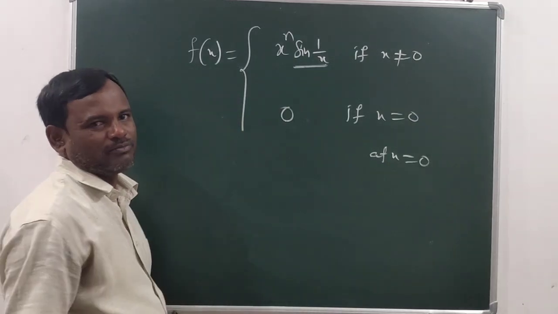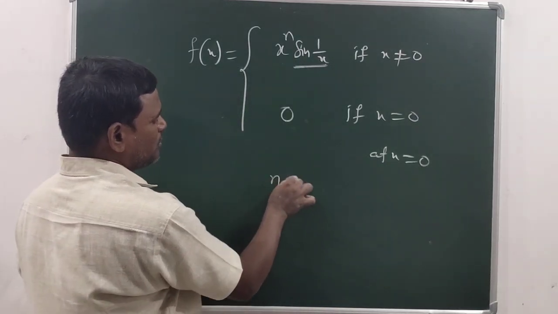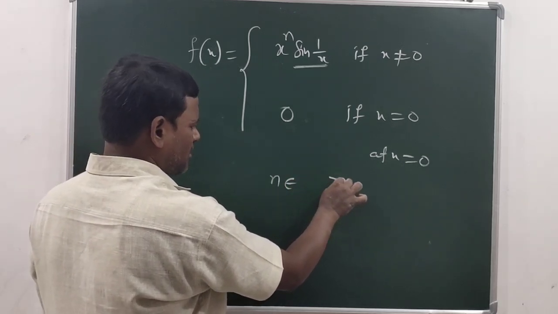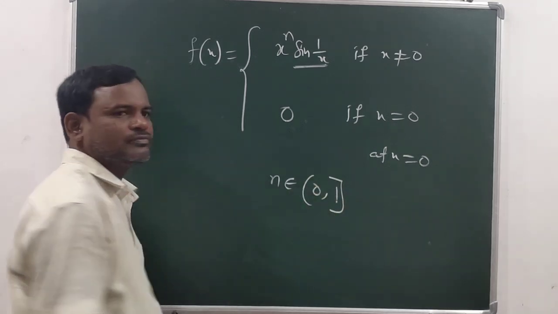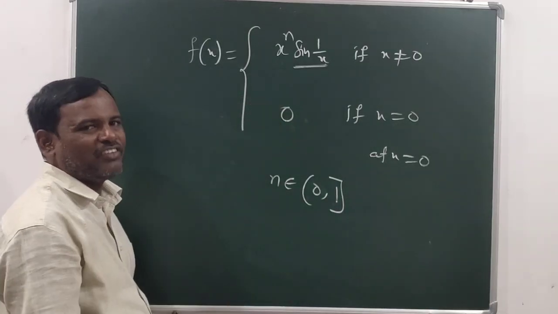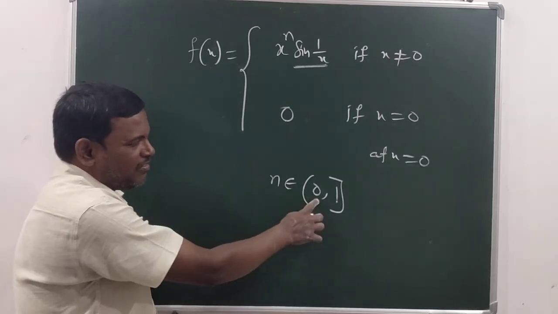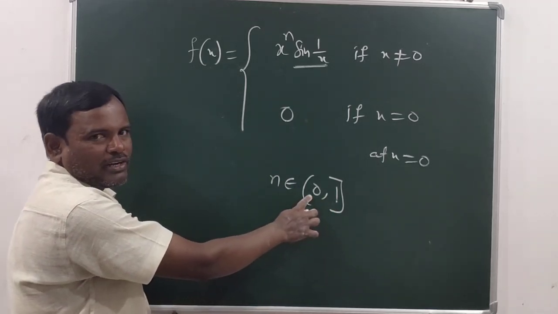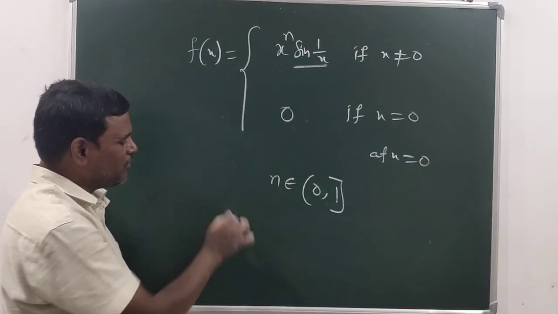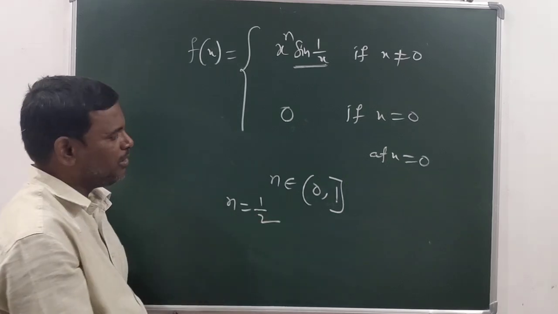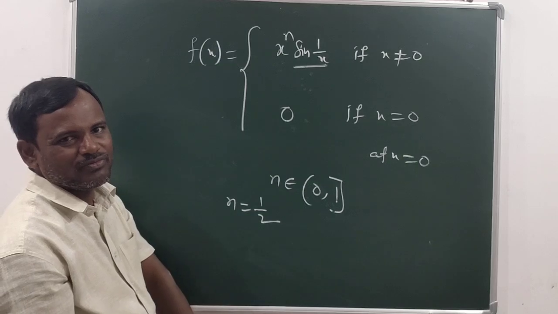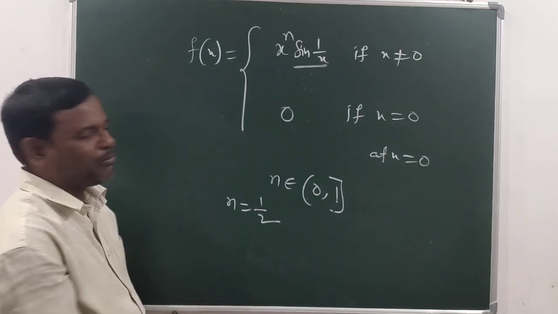If n is from 0 to 1, meaning you can take any value smaller than 1, 1 included and 0 not included, this function will be continuous but not differentiable. Take any value in that range and the function will be continuous but not differentiable. If you want, you can check by putting n equal to 1 by 2. I already put n equal to 1 and checked. This was continuous but not differentiable. Am I right? Now let us take n equal to 1 by 2 and check it.